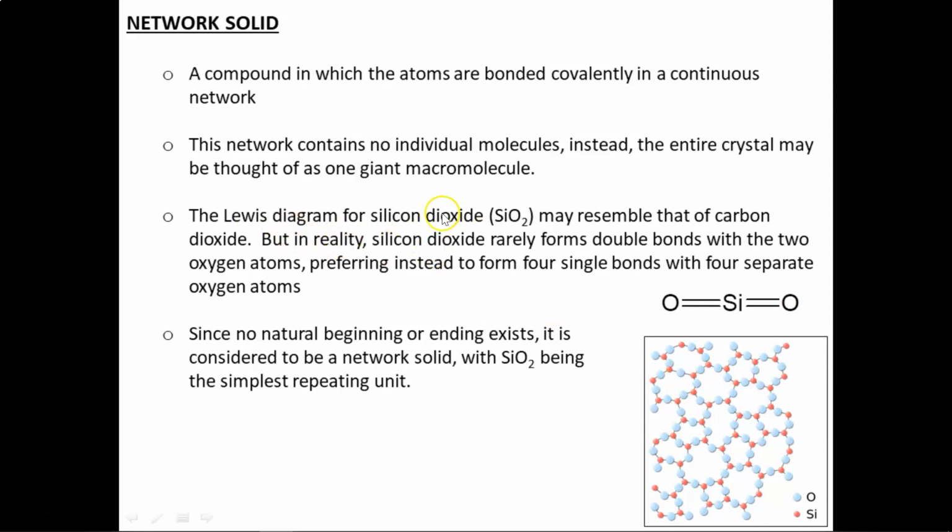So, if I ask you to draw silicon dioxide and draw me the Lewis diagram, most of you would probably draw it in this manner. But when we do experiments, we found that actually there is no double bond between the silicon and the oxygen. We instead see 4 single bonds with 4 separate oxygens bonded to each silicon instead. Since there is no natural beginning or ending in this particular pattern, it is considered to be a network solid, with silicon dioxide being the simplest repeating unit we can see in this molecular structure. Now, again, don't freak out. I don't expect you to know when a network solid is going to appear, or in which situations they occur, but I do need you to know what a network solid is and provide me with an example.